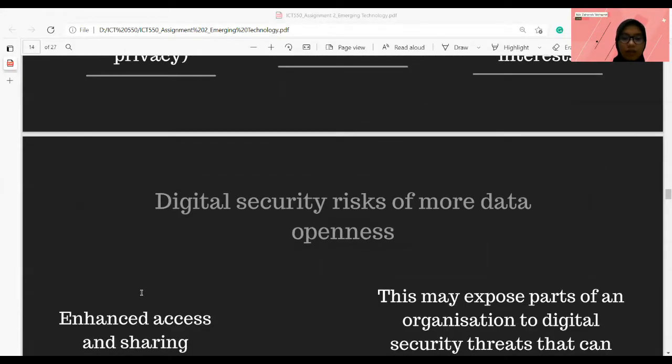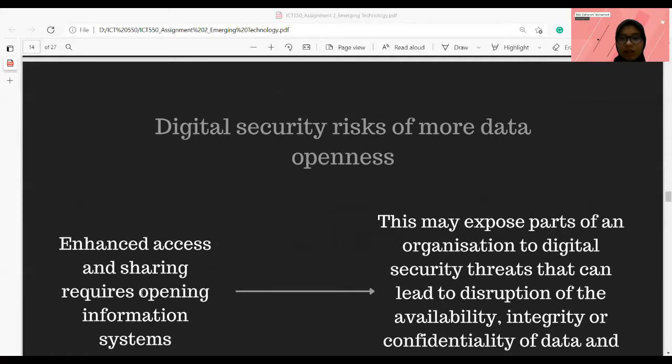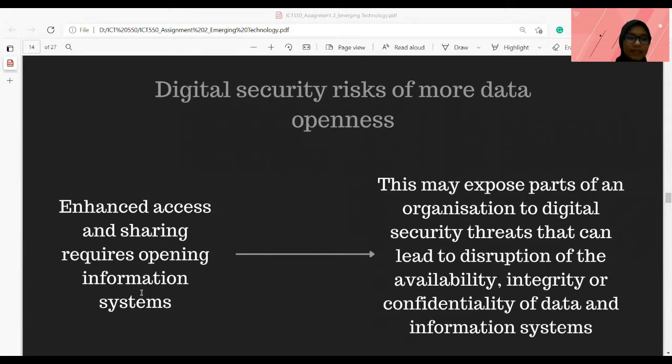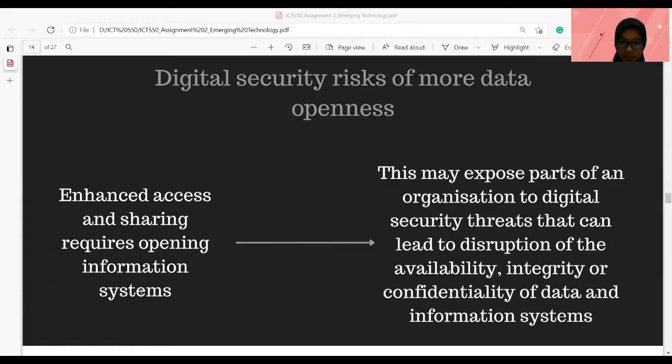For the digital security risk of more open data, enhanced access and sharing requires opening information systems. This may expose parts of an organization to digital security threats that can lead to disruption of the availability, integrity, or confidentiality of data and information systems.